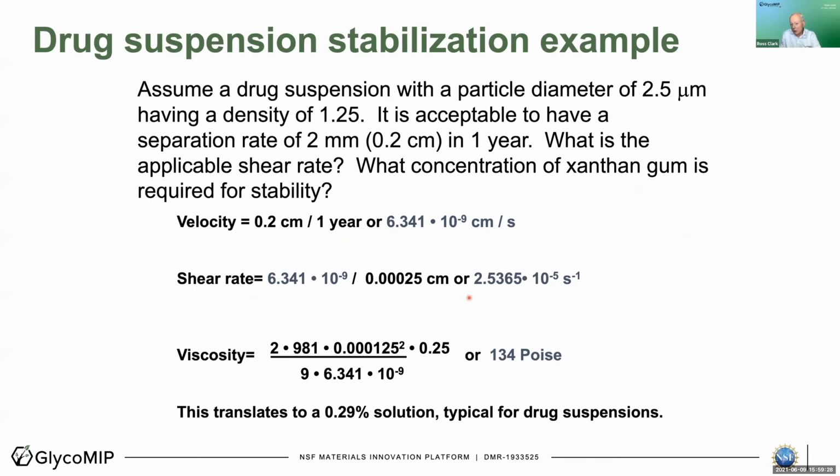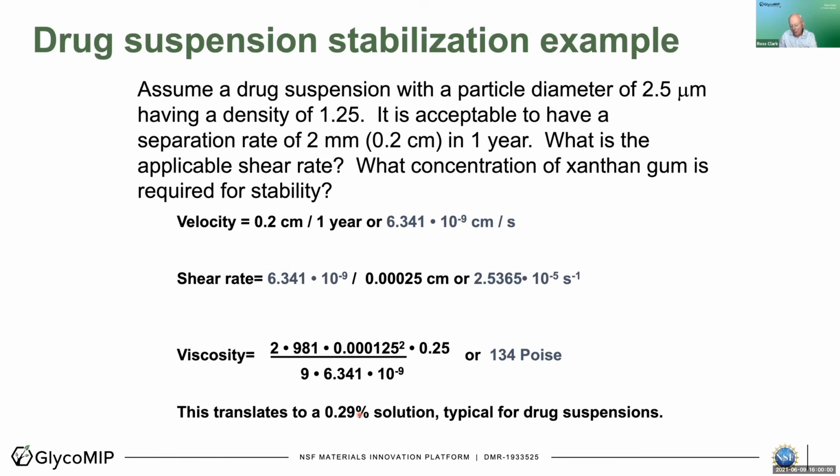So here's a little story problem. Assume we have a drug suspension. That drug has a 2.5 micron size. It has a density of 1.25. We can have it separate 2 millimeters in a year, and we think that's sufficiently stable. So we go through and we calculate the velocity. From that V over D, we calculate the shear rate. From that shear rate, we can calculate what viscosity we need to hold it up, and that translates back to about a 0.3 xanthan gum solution.